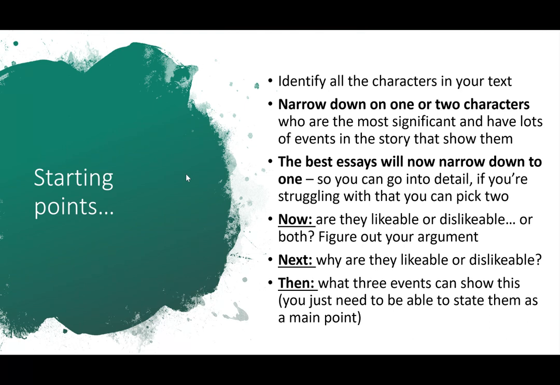Or if you've got both, what are maybe 2 events that show that they're likable and 1 event that shows they're dislikable? Or 2 events that show they're dislikable and 1 that shows that they're likable? You just need to state the events and know what they are. That's the starting point.